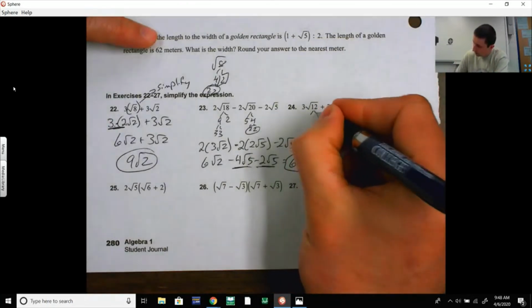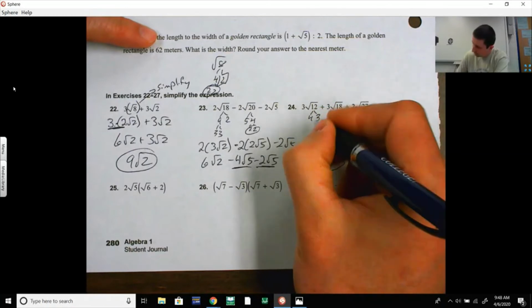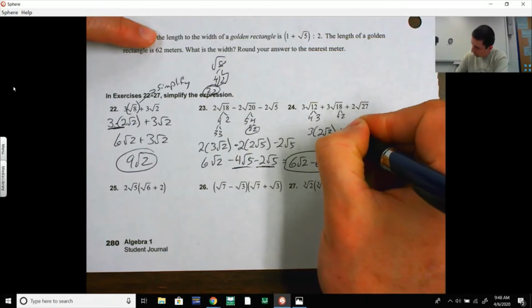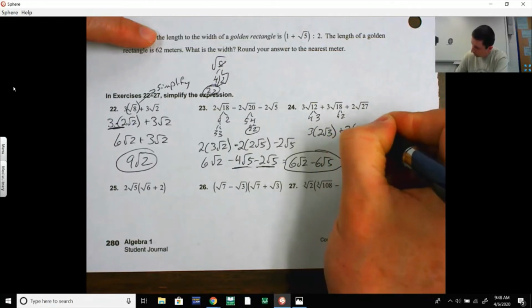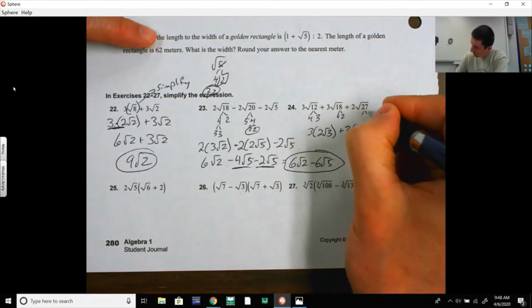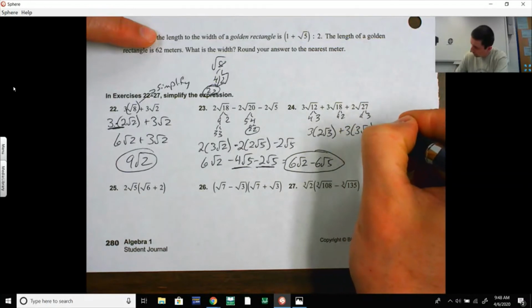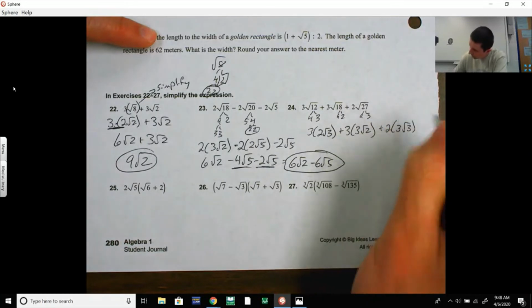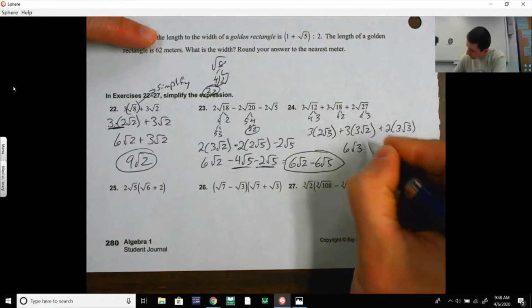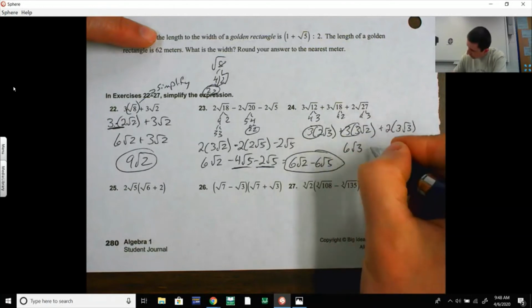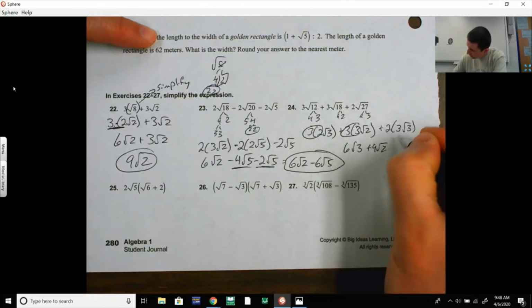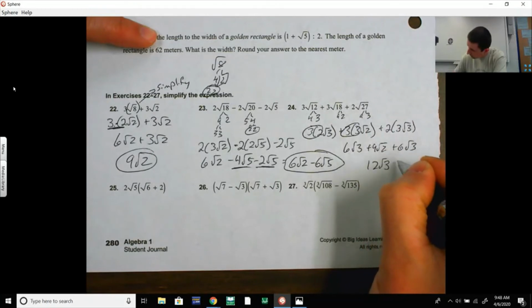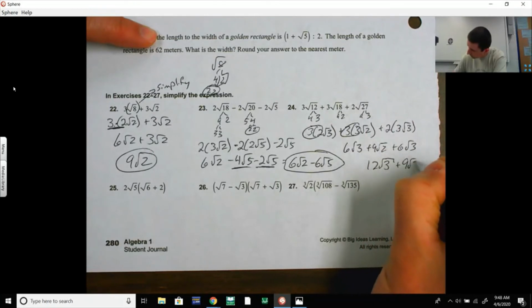Okay, square root of 12, that's 4 times 3, so that'd be 3 times 2 root 3, 9 and 2, so plus 3 times 3 root 2. And that's 9 and 3, plus 2 times 3 root 3. So 6 root 3 plus 9 root 2 plus 6 root 3. So I get 12 root 3 plus 9 root 2.